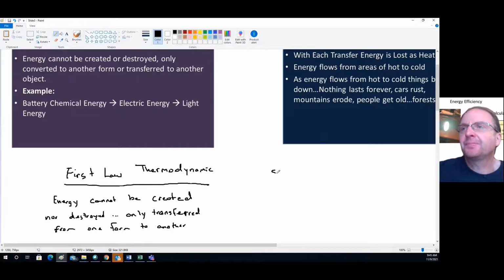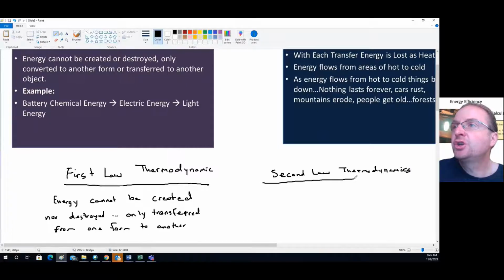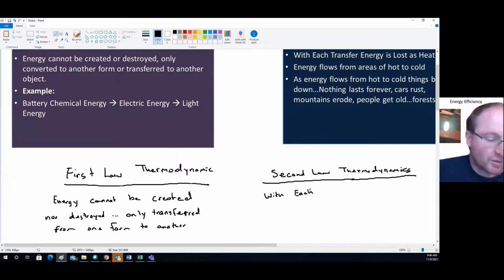Well, here's the second law. With each transfer, energy is lost as heat, basically. And this is what we really started with in the video here. So the first law, the second law of thermodynamics. Nice little line, beautiful. So our second law: with each transfer, and energy is always being transferred, especially by the machines we use in our technological society, with each transfer, energy is lost as heat.